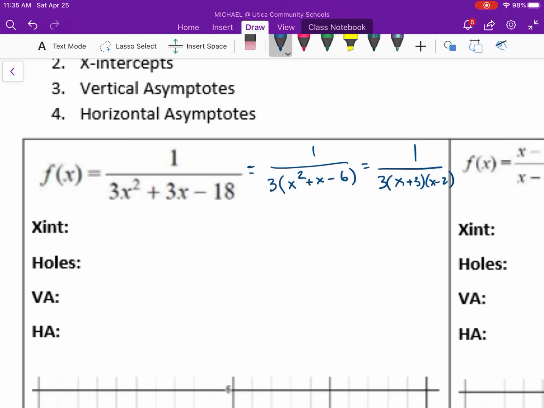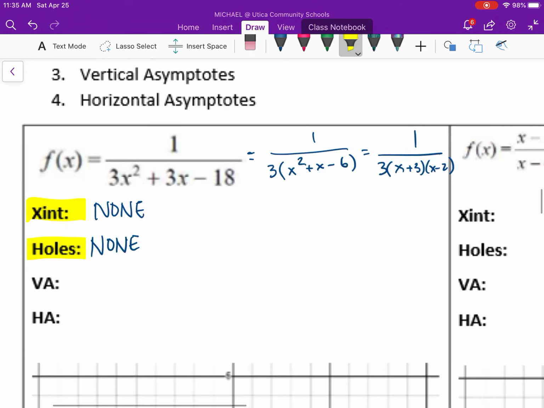The first feature that we said we look for are the holes. That's when the factor is in top and bottom. That does not happen, so there are no holes. The next thing we would want to look at are the x-intercepts. In this case, that was when the top is 0. Well, the top in this case is always 1, so that never happens. No x-intercepts. The next thing would be vertical asymptotes. That is when the bottom factor is equal to 0. That happens twice. In this case, that happens when x is negative 3 and when x is 2.